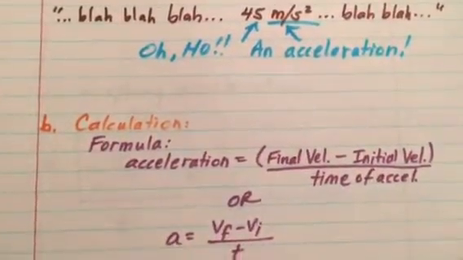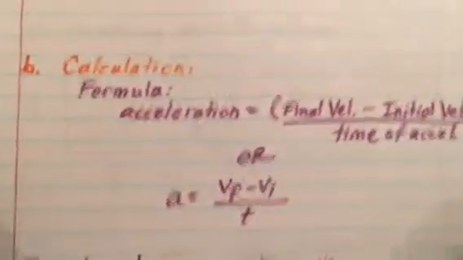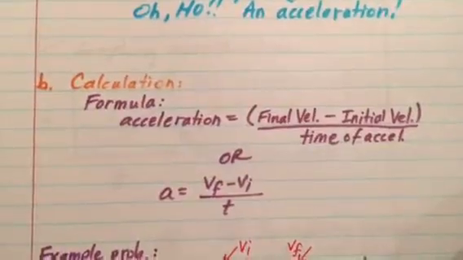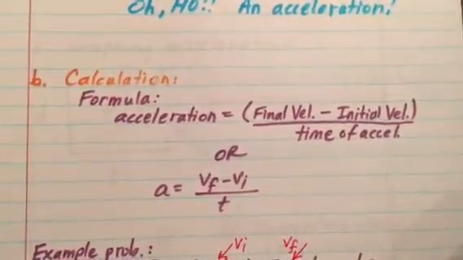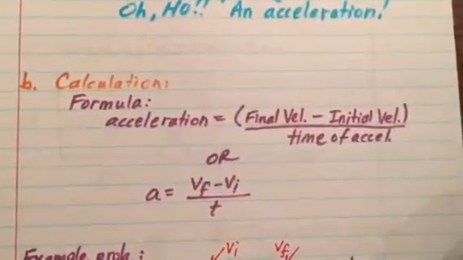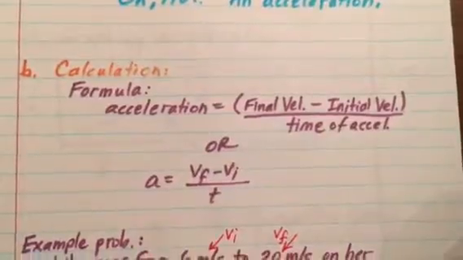You need to be able to calculate acceleration using the formula, which you can find in your textbook or online. In this formula, you need 3 pieces to find acceleration. You need the final velocity, the initial velocity, and the time of acceleration.